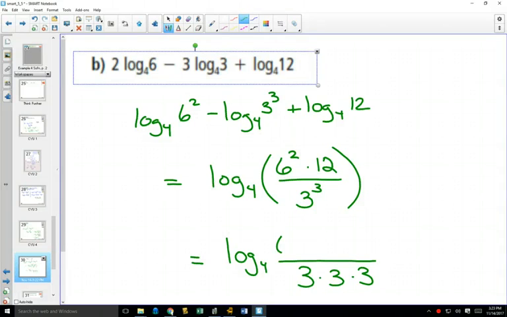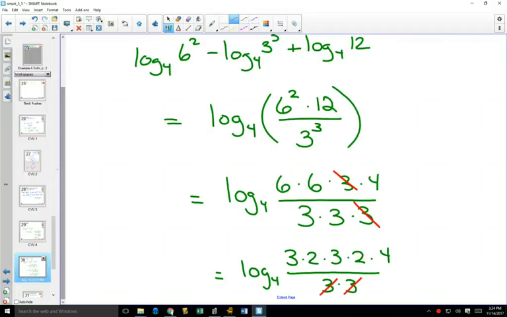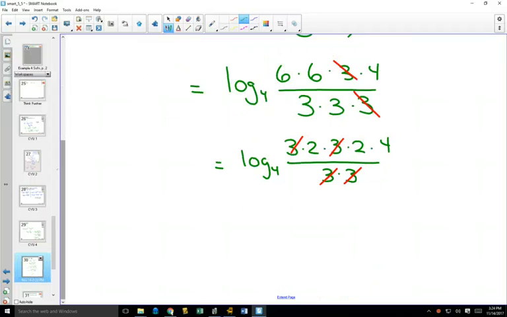The 6 squared is 6 times 6. And for 12, 3 times 4 seems to make sense. At least we can cancel out 1, 3 already. And if I break up my 6's, each 6 is 3 times 2. And I still have a 4 up there. I still have 2 3s on the bottom. And I'm left with log 4 of 2 times 2 times 4, 16. Log 4 of 16 is saying 4 to what power is 16? 2. Nice.